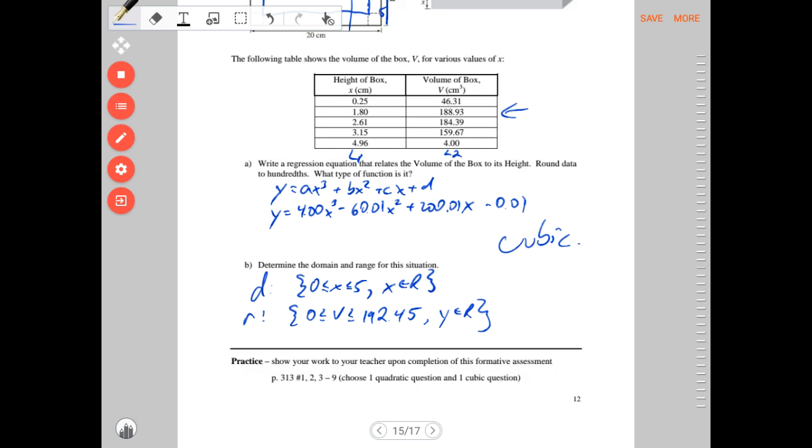Okay, so I need you to practice this section. It starts on page 313 in your textbook. Okay. Now, in 3 to 9, I want you to choose one quadratic question and one cubic question just to make sure that you're trying the various things, okay, but not overloading you with too much work. So, good luck in this.